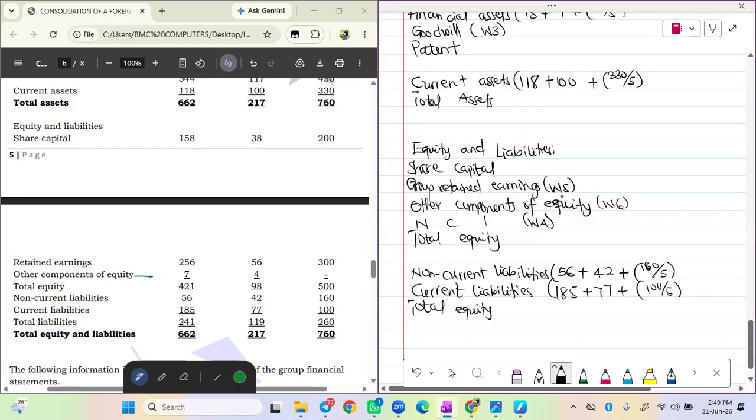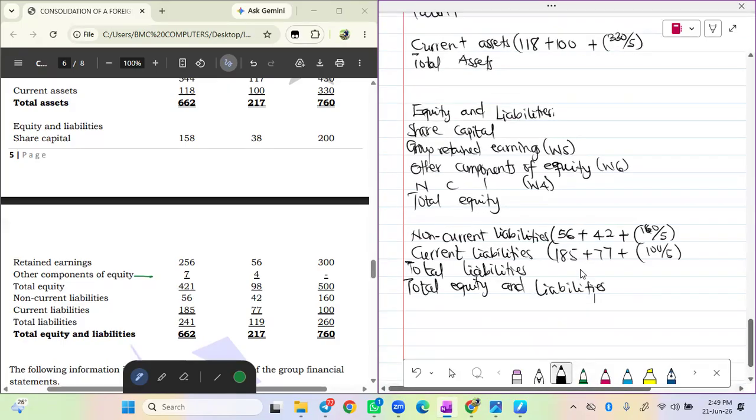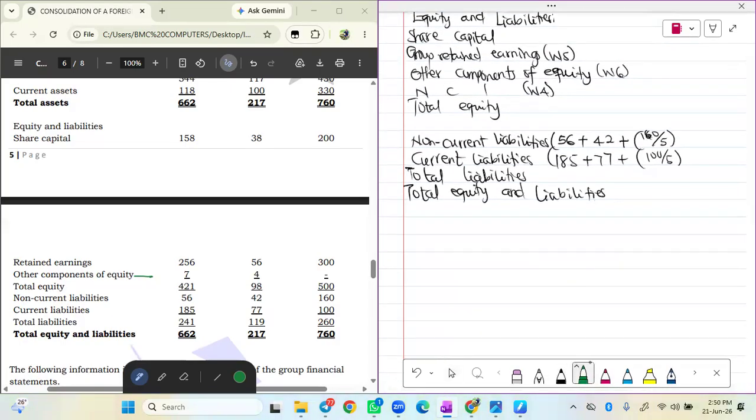Then you get our total equity. If you want to follow the format, just determine your total liabilities first. On the other line, you separate it, and you also bring your total equity and liabilities. So this is how you prepare your skeleton. So you move straight to the workings. We are moving fast, okay?